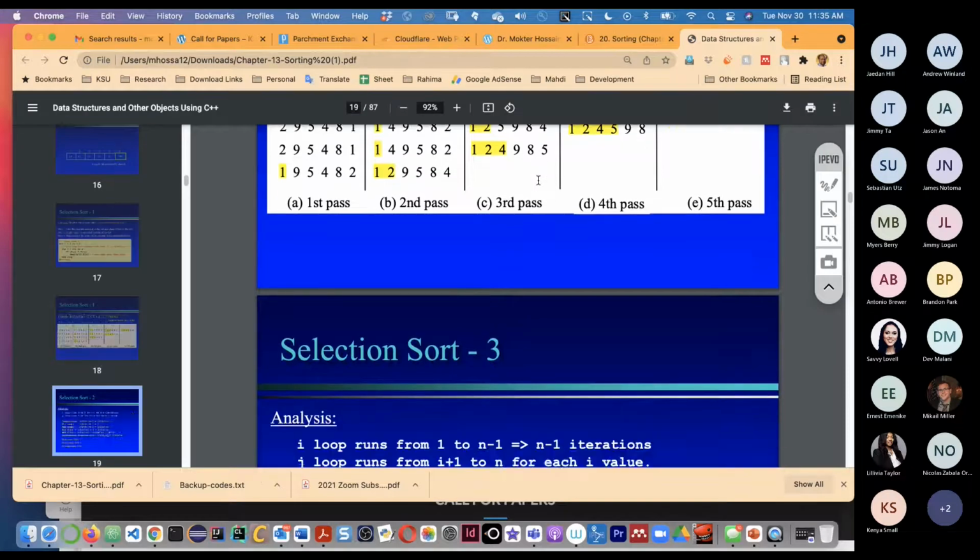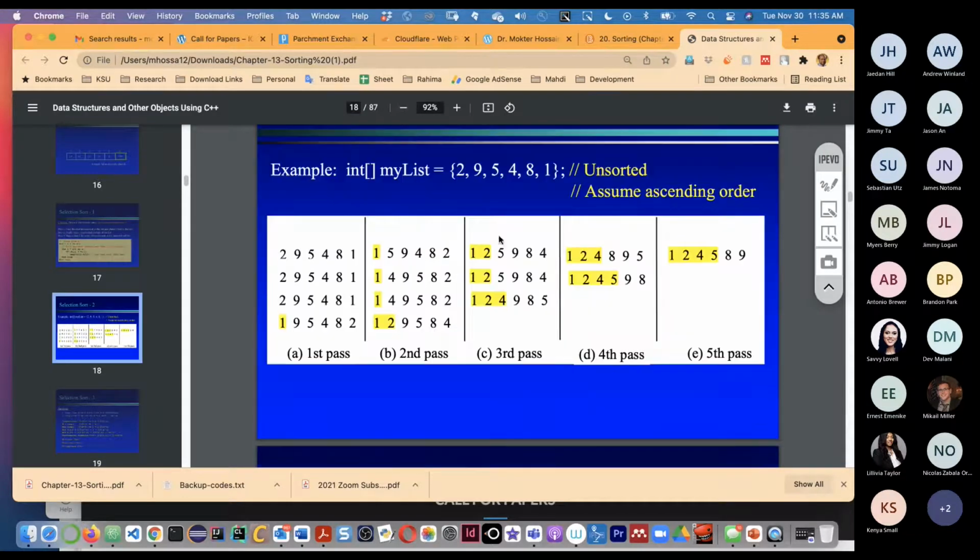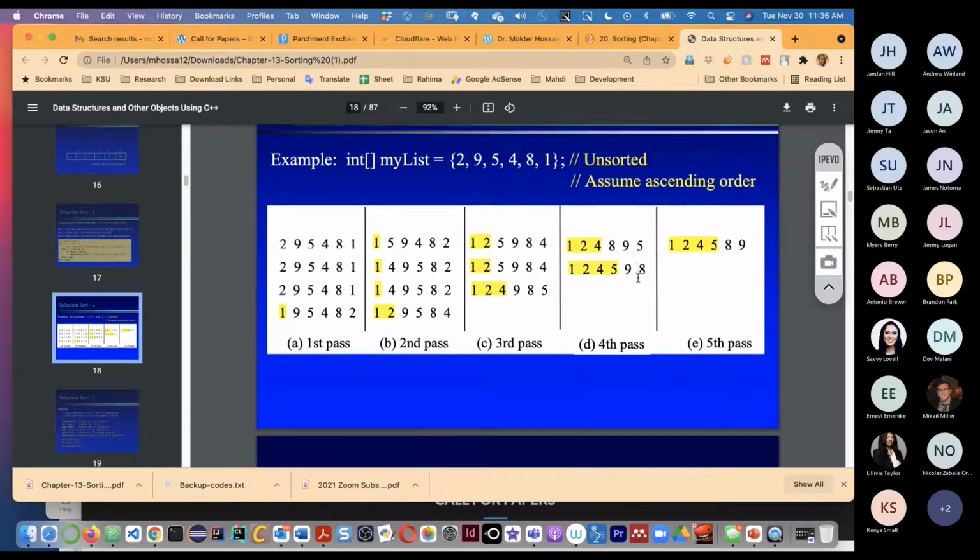So this is the process of the selection sort algorithm. You see that if there are 6 elements, then 5 phases, 5 passes are needed: 1, 2, 3, 4, 5. That is n minus 1 passes. If there are n elements, it will need n minus 1 passes. So here there are 6 elements, so it will take 6 minus 1, 5 passes.